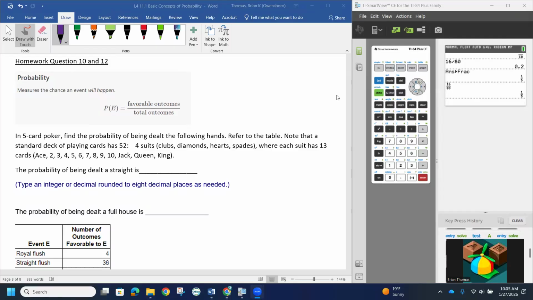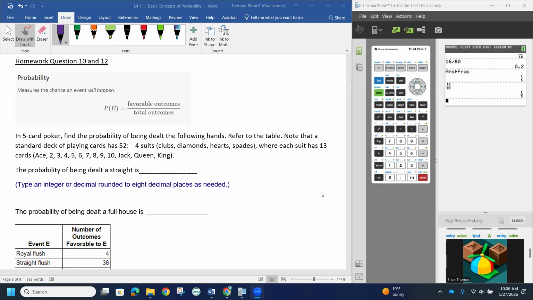So as we move forward, playing with some other probability, again, remember probability measures the chance that an event will happen. So the probability of the event is going to be, again, the favorable outcome divided by the total outcomes. So probability, of course, has a lot to do with playing cards.